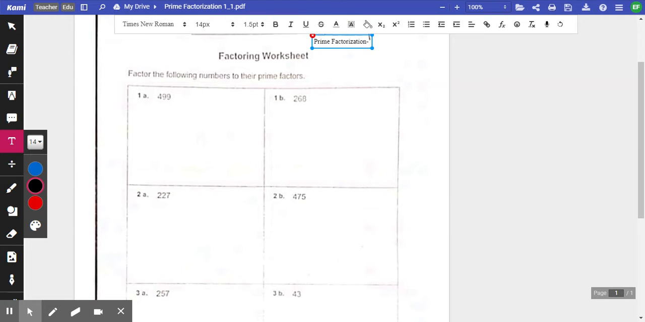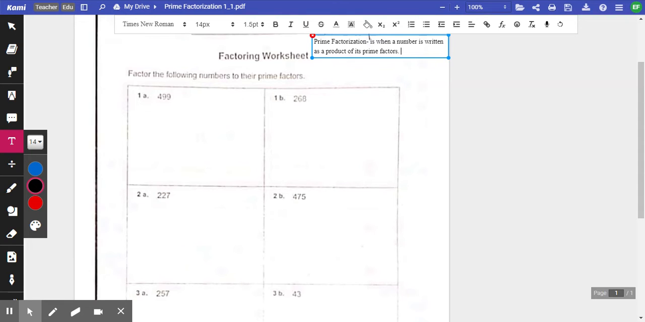So prime factorization is when a number is written as a product of its prime factors.